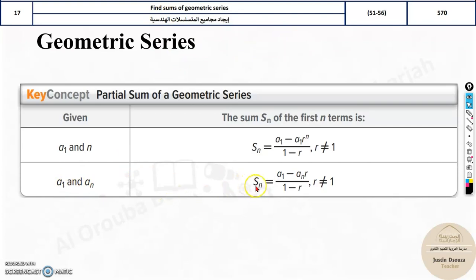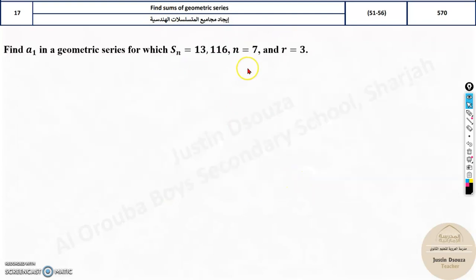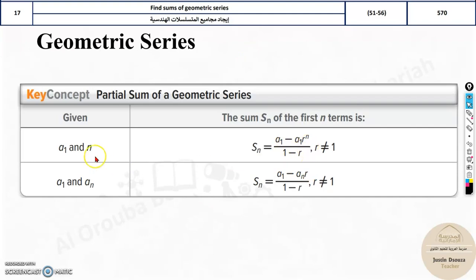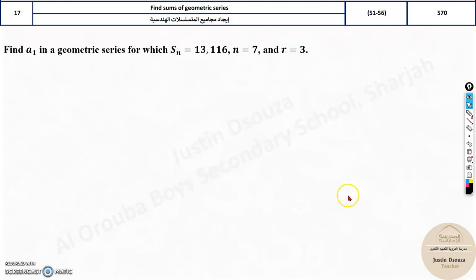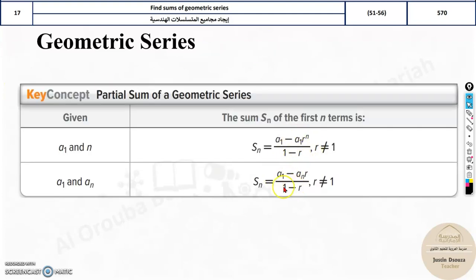They have given Sn, n and r. That is, this formula must be used. Why? Because we don't have an, right? They have given the Sn summation, n is given, r is given. All you need to know is to choose the correct formula. See, the first one is the correct formula in this case.